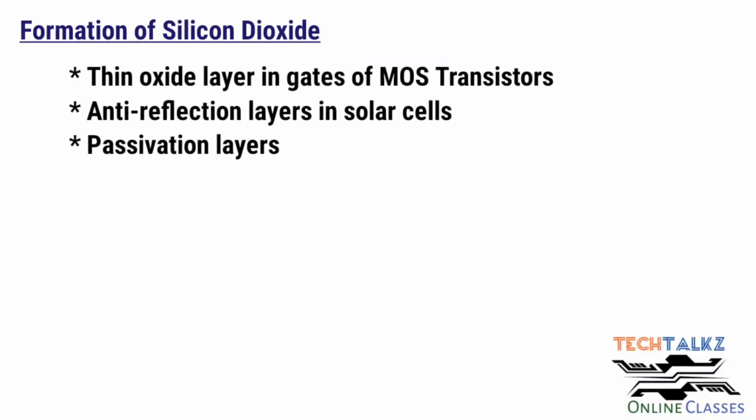Now, the formation of silicon dioxide. Almost all nanoelectronic devices will have oxide layers. Thin oxide layers, thick oxide layers. The thin oxide layer will act as a gate in most transistors. Oxide layers are even used as anti-reflection layers in solar cells. Also, thick oxide layers will be used as passivation layers.